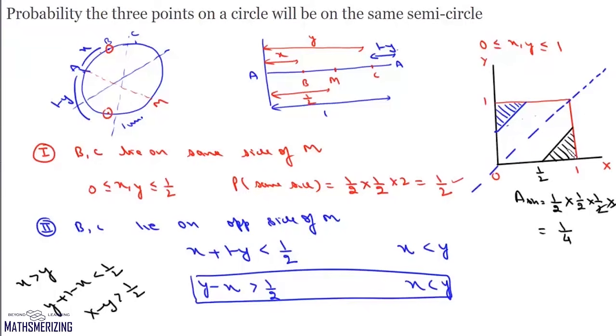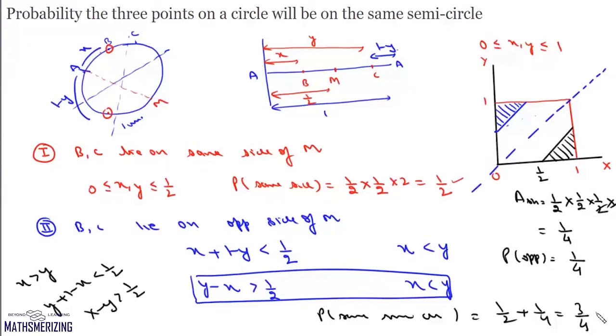Now the probability that B and C lie on opposite sides of M, but still lie on a semicircle, so this probability when they lie on opposite sides will be simply 1 by 4. So combining these two cases, we'll get the probability that they will lie on the same semicircle. It will be simply 1 by 2 plus 1 by 4, which is 3 by 4. So if we choose 3 points on a circle, the probability that they lie on the same semicircle is 3 by 4.